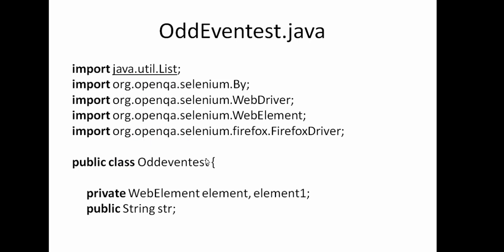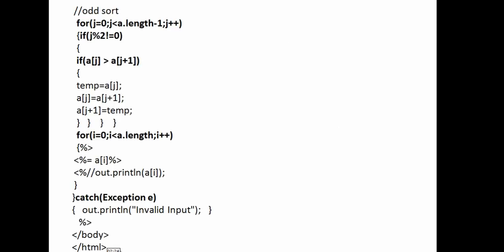For this testing, we will require a Selenium package. In a previous tutorial, I explained the relevance of this package as well as the relevance of WebElement. So we have created the variables. These are nothing but the objects of the WebElement class, element and element1, and a string variable here for storing the parameter that I'm getting.